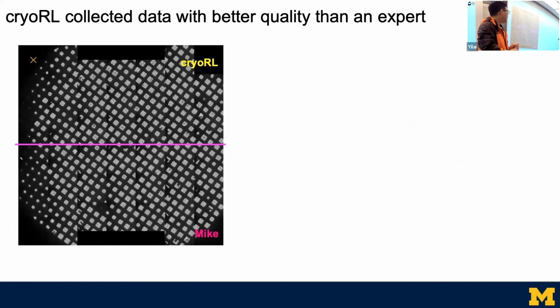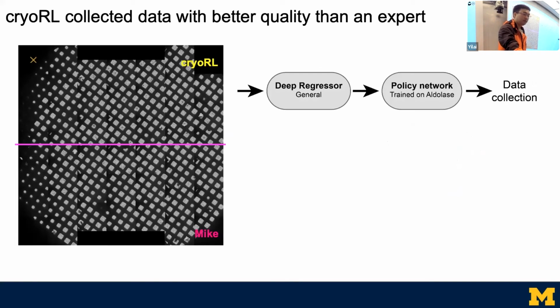So the last experiment I'm going to talk about is cryo-RL compared directly with a human expert. So we collected this data set, we obtained the atlas, and we carefully divided the atlas as fairly as possible into halves. The top part is collected by cryo-RL. So we do systematic data collection and run cryo-RL on top of it. And the lower part is collected by Mike, who is my PI, as an expert baseline for comparison. For the cryo-RL part, we still use a general regressor and the policy network trained on another data set, and we do data collection.